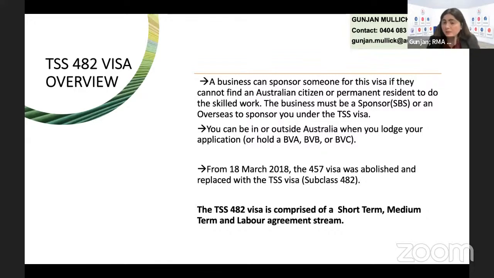The applicants can be on a bridging visa A, B, or C. For example, if you have lodged your 485, the temporary graduate visa in the post-study stream or the temporary graduate stream, and if your employer is happy to sponsor you, and if you are eligible to apply for the employer-sponsored visa, even if you're holding a bridging visa A, you may be eligible to be sponsored on a bridging visa A.